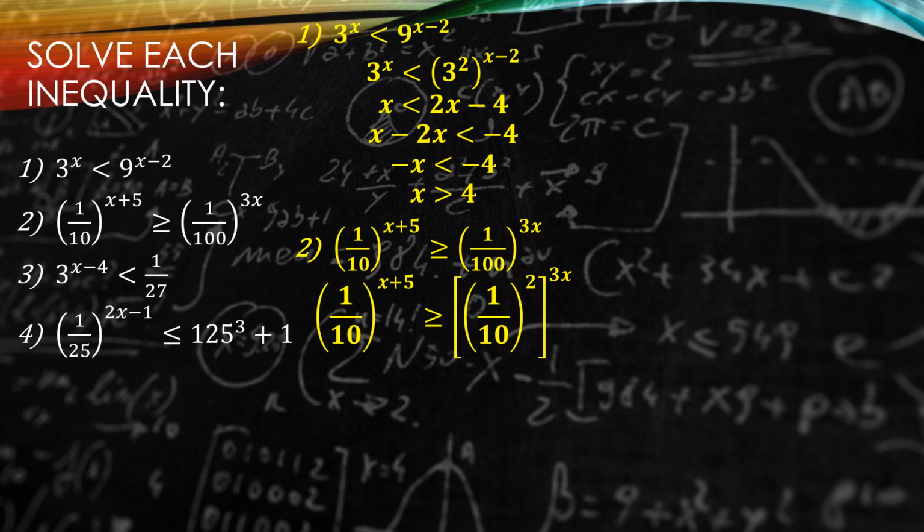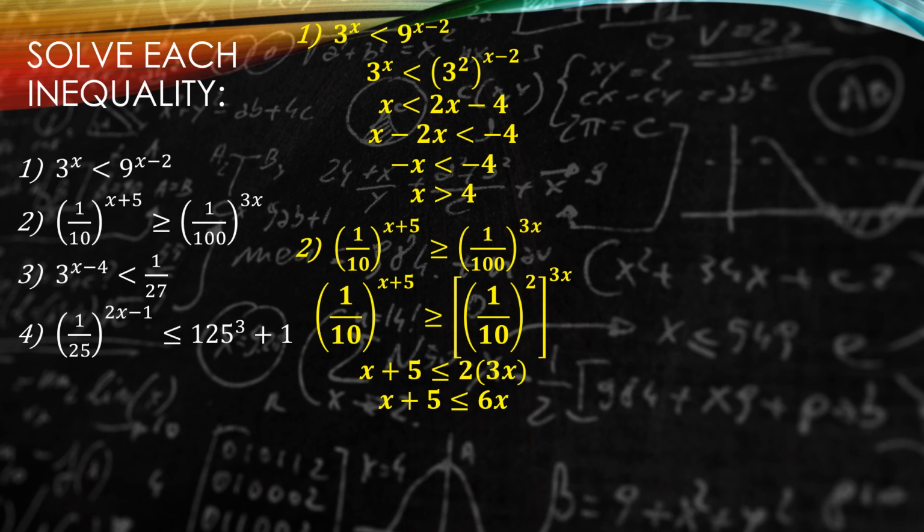Okay, anong napansin ninyo? Okay, yung 1 over 10. So, ang 1 over 10 dyan is less than 1. Ibig sabihin, yung inequality sign na greater than or equal to, magiging less than or equal to. Kasi yung 1/10 dyan is less than 1. Okay, copy natin yung mga exponents. So, we have x plus 5 is less than or equal to 2 times 3x. Okay, simplify natin yung right side. So, magiging 6x na siya.